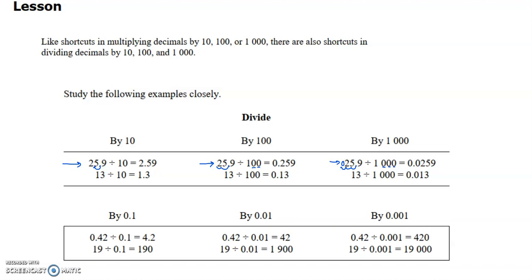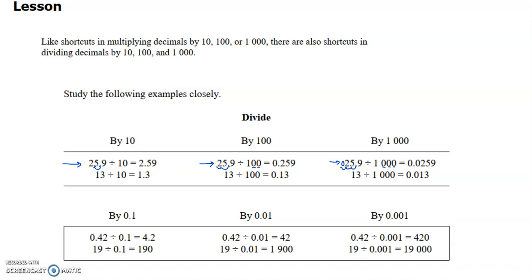But when we divide by decimals, things change. It's flipped, just like it was with multiplication. With multiplication, when we multiplied a decimal by 0.1, 0.01, or 0.001, we made the number smaller. This time, if we divide by decimals, we're going to make the number bigger.